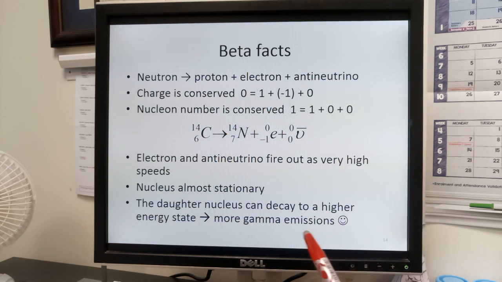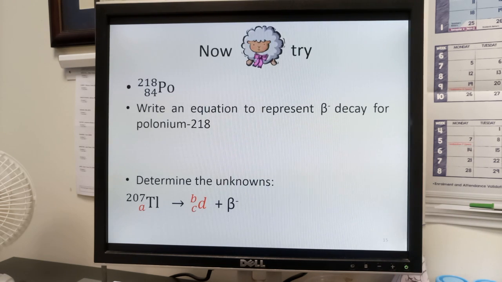And again, with beta emission, the daughter nucleus can actually exist at a higher energy state at one of its discrete energy levels, so that can result in a gamma emission too. Obviously that would then result in the electron coming out with less kinetic energy, and the difference would then be represented in a gamma ray. Now, let's try and write an equation to represent the beta minus decay for polonium-218, and then determine the unknowns here and here and all around there.